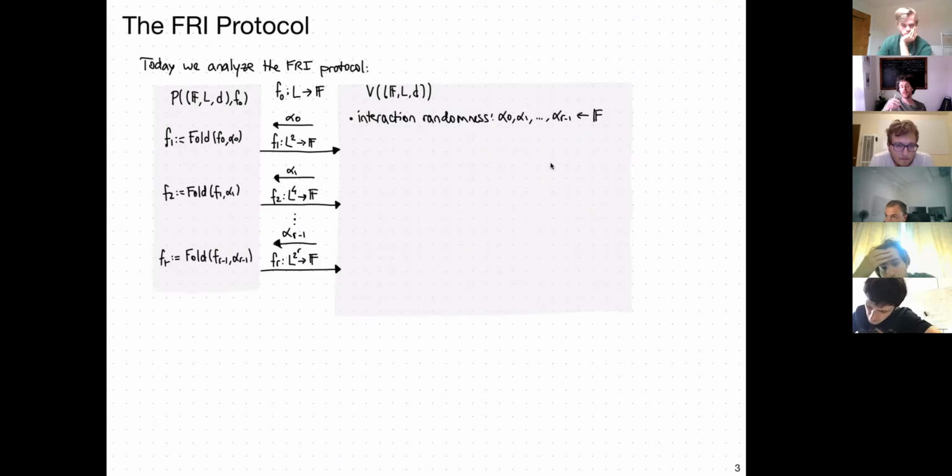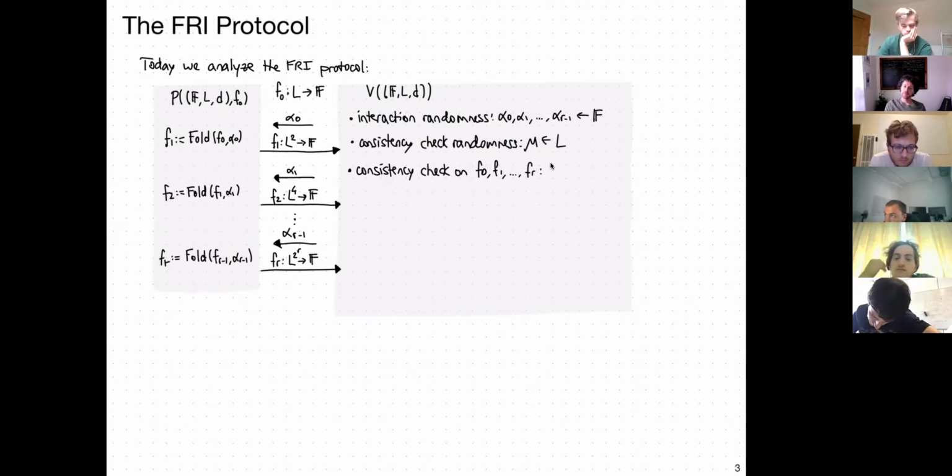This is a function where the domain was exponentially contracted, so it's something of constant size. And once we sent the last function, the verifier stops interacting with the prover. So the first step, the interaction part, is over. And now what the verifier does is the consistency checks.